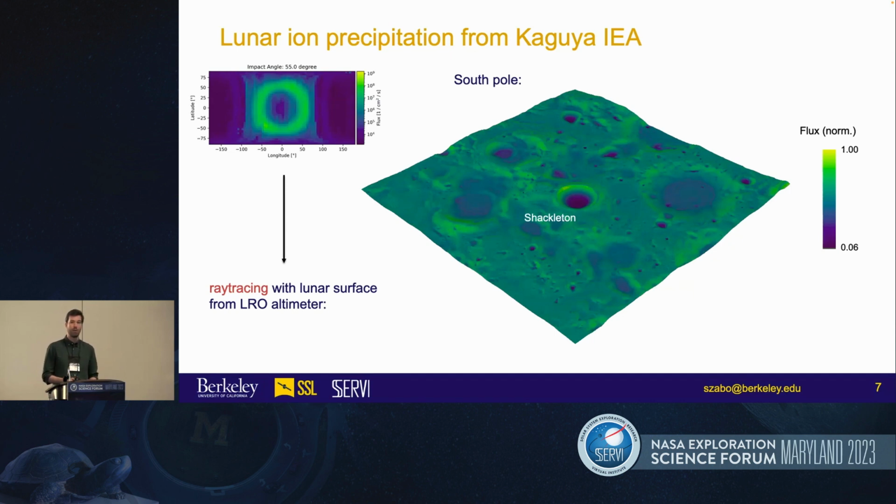Evidently, the fluxes are lower inside deeper craters like Shackleton. But as you see in the color bar, the darkest purple is still 6% of the maximum flux here. So while we have a reduced flux, there is not a complete shadowing of ion impacts happening. And this is something that is also supported here from our Kaguya data analysis.